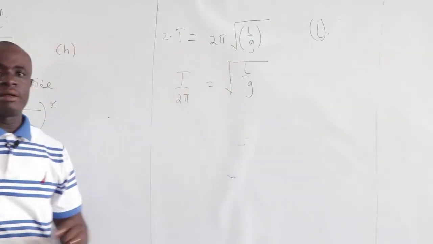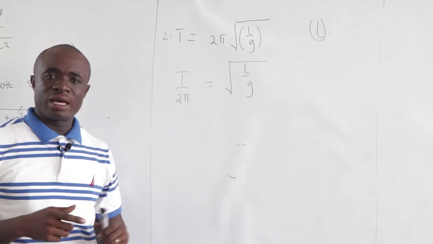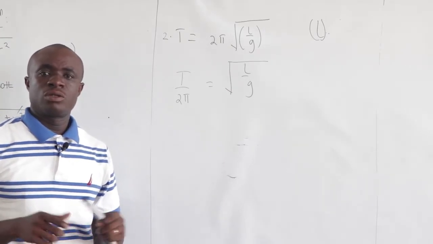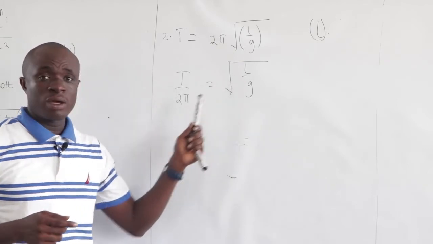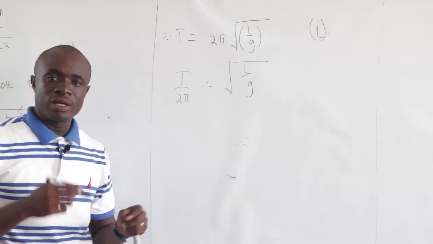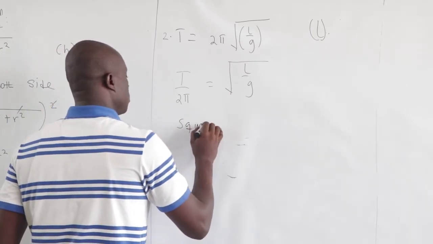Now we want to make L the subject. L is under a radical, so what should we do? We have to square both sides. So we square both sides.